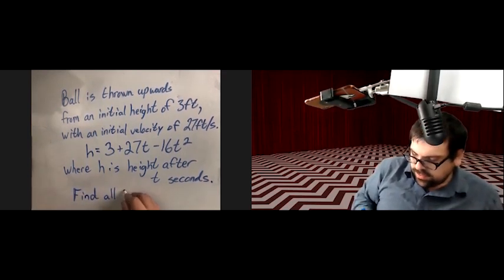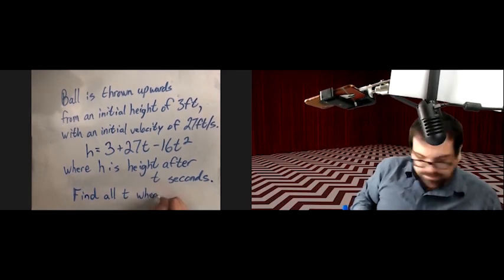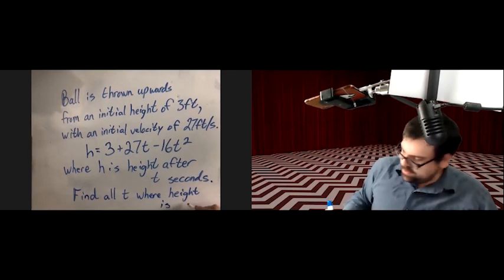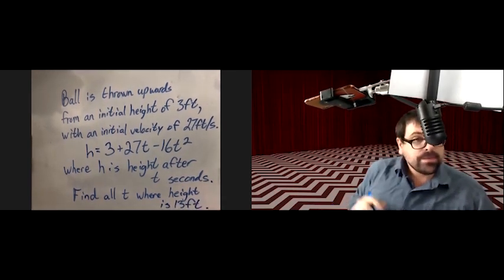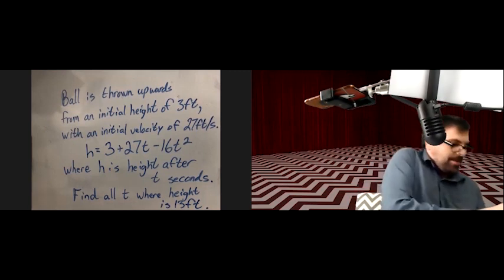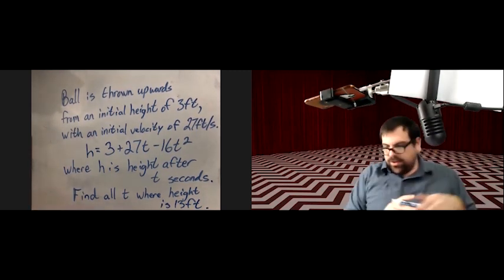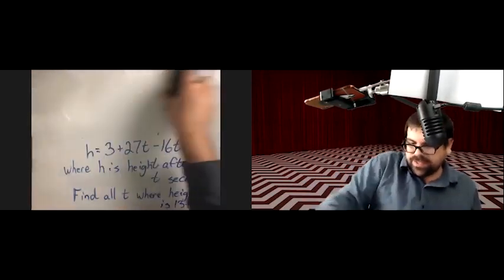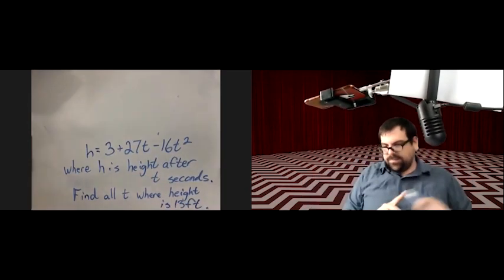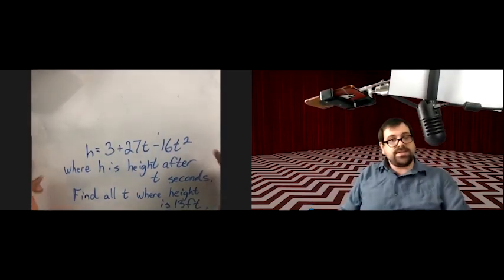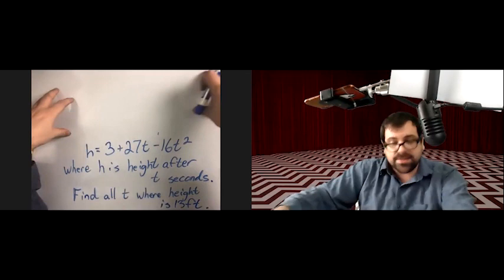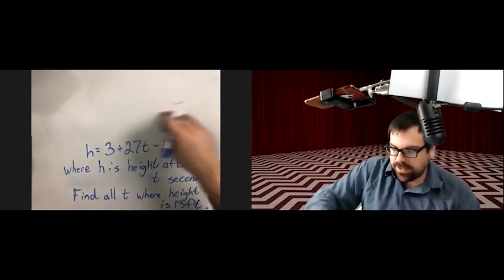Find all t where height is 13 feet. This is what we're going to do now. And the good news is all that stuff at the top, we don't need it to solve this. We can do it all with just this. That equation comes from that information I just erased. You'll never be asked to create this equation in this class, though.